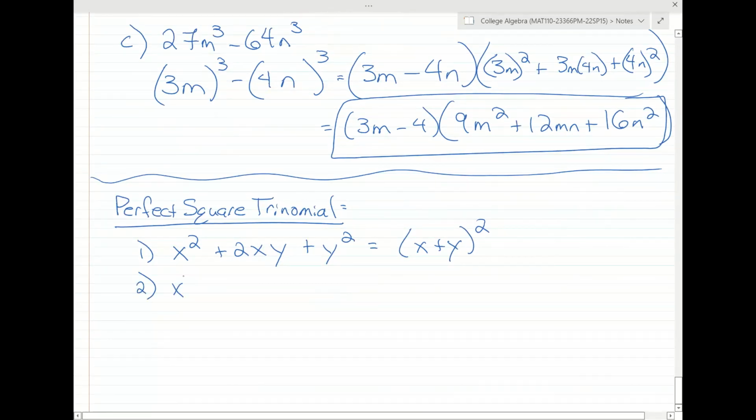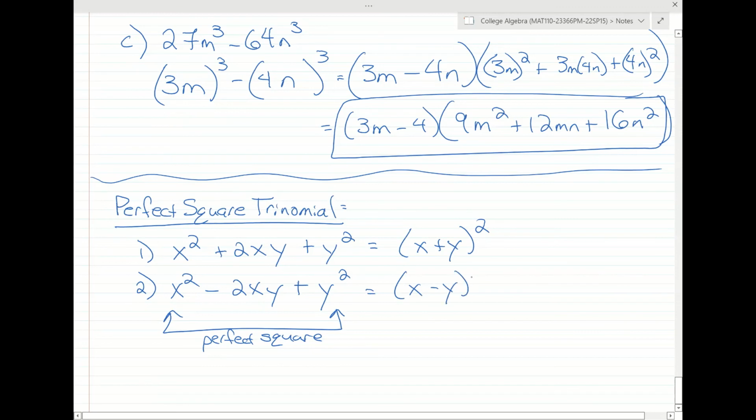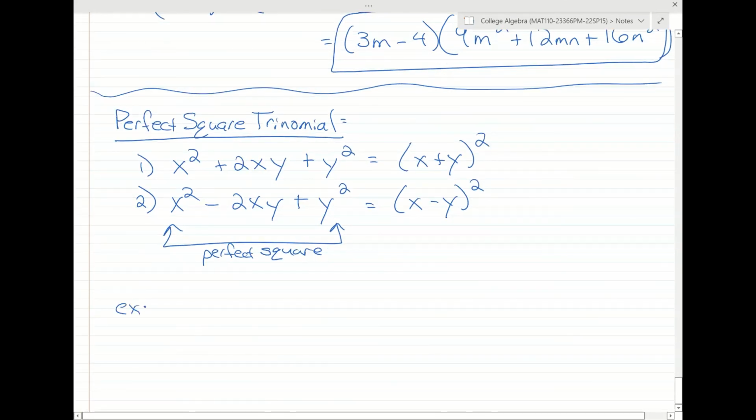Another kind would be like if you had x squared minus 2xy. So if you have perfect squares on either end, you could write it like this. I don't want to spend too much time on this. I wanted to save it just for the last couple minutes or so. But an example would be like if you had 9x squared plus 48xy plus 64y squared.